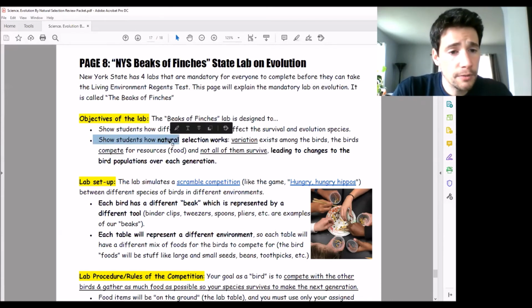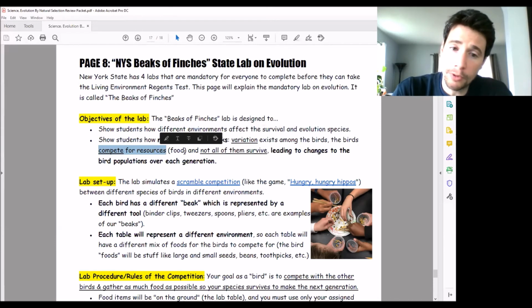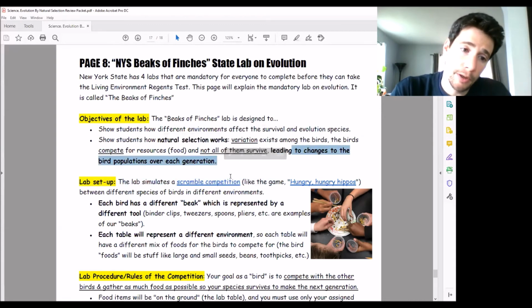The second objective is to show students how natural selection works, which is just more details about the first one. There's variation among the birds, so there are different birds there, and they're going to compete for these resources and fight over the food, and not all of them are going to survive. This will lead to changes in the bird population over the next generation.